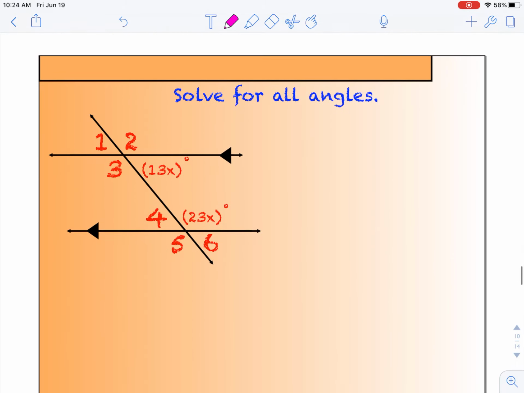Here's one of them. We're going to skip that one for now, and we're going to go on to solving some with algebra. So now you're going to use the same ideas, but you are going to solve. So again, what I'm given here is parallel lines, and here is my transversal.